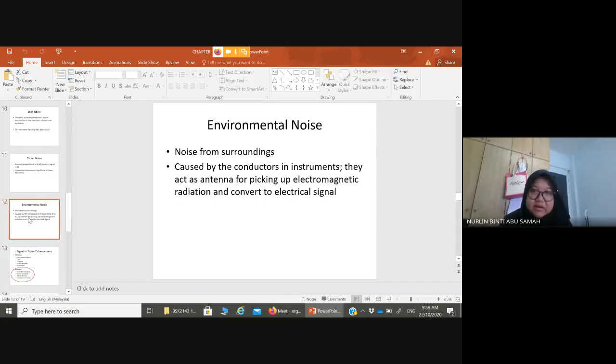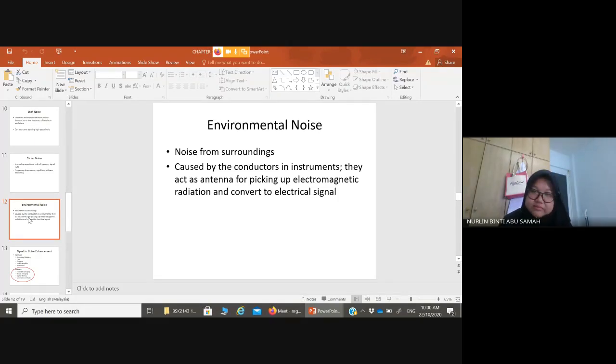Now for the environmental noise, what is this kind of noise? This kind of noise actually comes from the surroundings, more towards the electrical compartment.